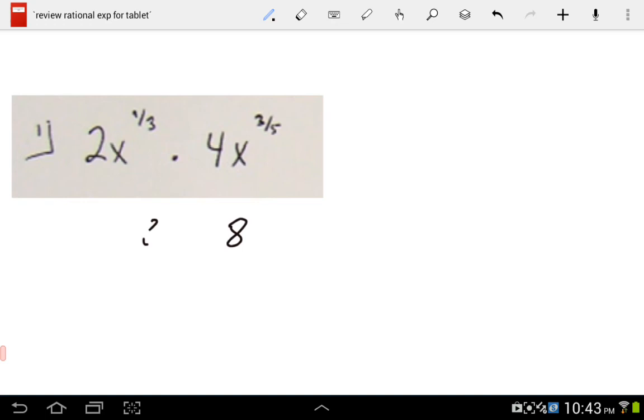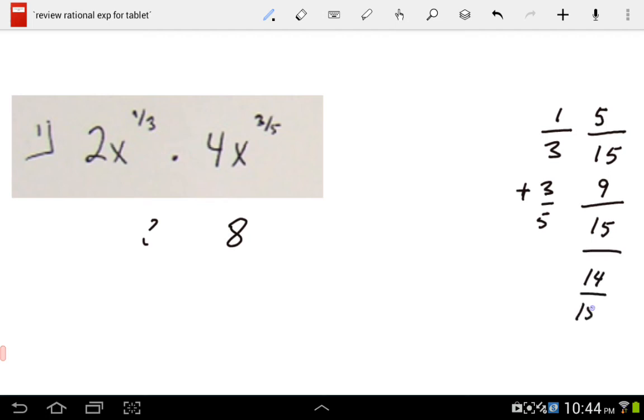So again, when we're multiplying, we're going to take the exponents and add them. To be able to add 1/3 and 3/5 there, we have to find a common denominator. So let's note our common denominator here would be 15. Okay, 3 times 5 would be 15. 1 times 5 is 5. And then 5 times 3 is 15. 3 times 3 would be 9. So 5 and 9 there, that would give me 14 over 15. So now my answer here is going to be 8x to the 14 over 15th power.